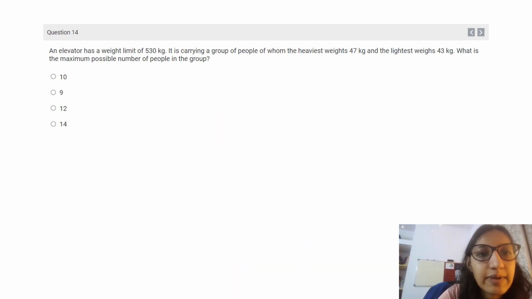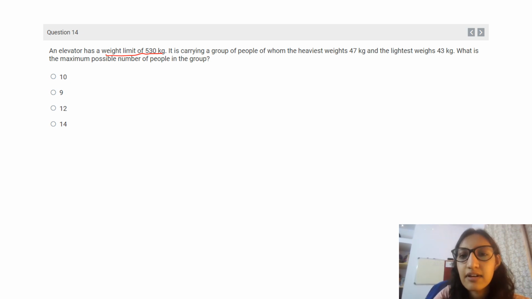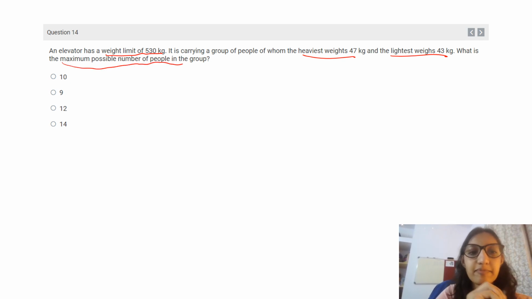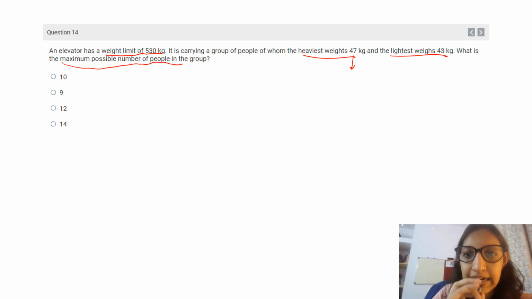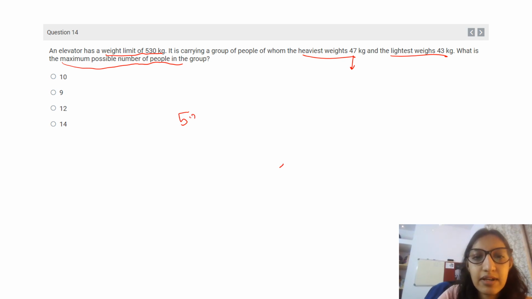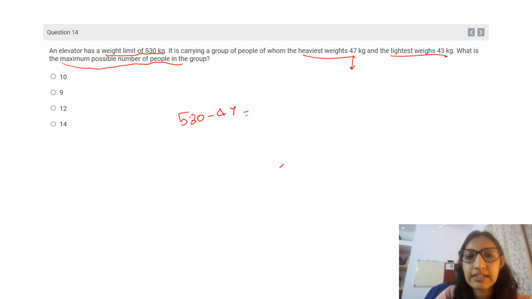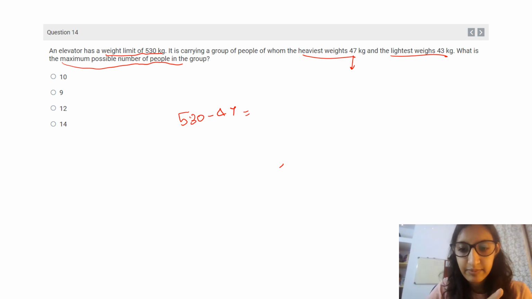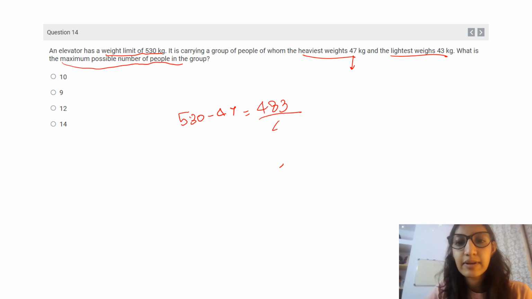So in this question, the weight limit is 530 kg and the heaviest and lightest weights are given, and we need to maximize the possible number of people. So for maximizing the number of people, let's take the lighter weight people and include at least one 47 kg person. So let's subtract 47 first and take the remaining weight, because we need at least one person who is 47 kgs. So that will give you 530 minus 47, that is 483. So this is 483 divided by 43.